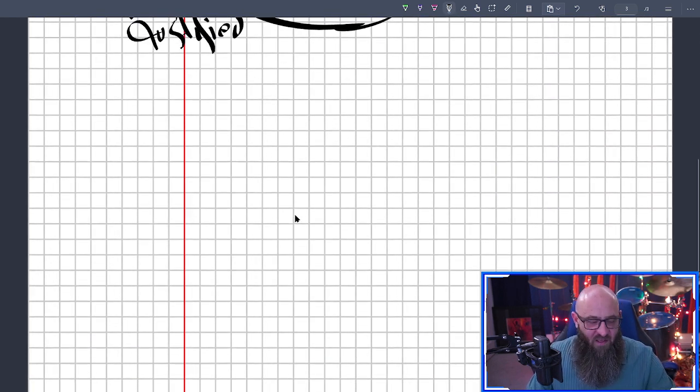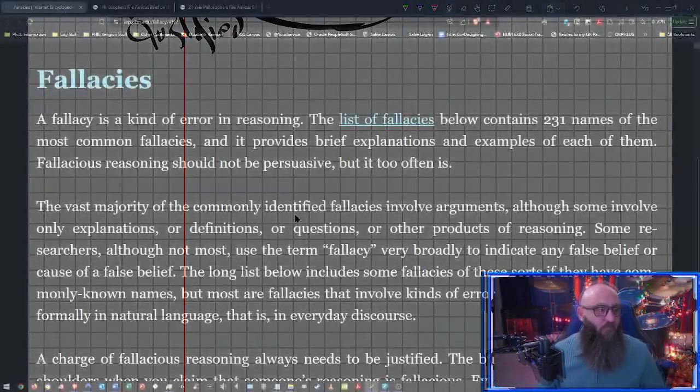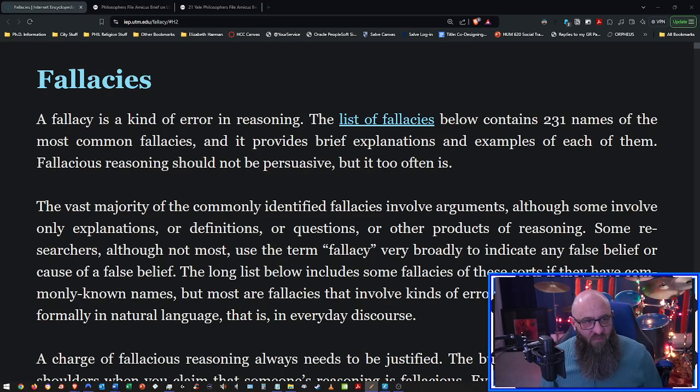So then let's go back here to our basic definition, and it says a fallacy is a kind of error in reasoning. And then it goes on to say this particular document names 231 of the most common fallacies, which in itself tells you that there's way more than that. These are just the most common. And I'd like you to reflect on that fact too. 231 ways to go wrong or to err seems like a large amount, but there's actually more than that.